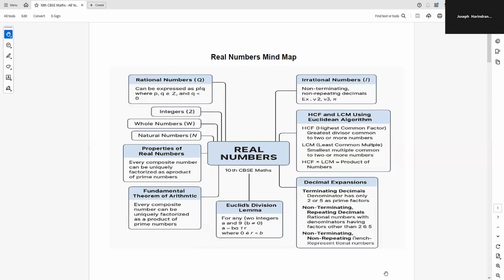We also have Euclid's division lemma, or the algorithm. In Euclid's division algorithm, dividend is equal to divisor into quotient plus remainder.